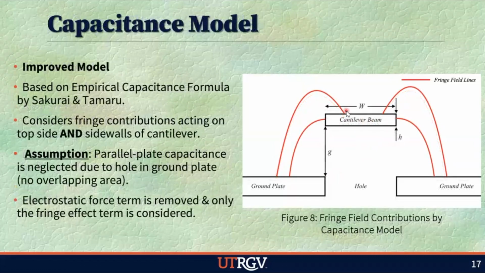The second model we used is the capacitance model. This is an improved model based on an empirical capacitance formula. The electrostatic force was still assumed to be neglected. However, this model adds fringe contributions to the side walls of the cantilever, as shown here.